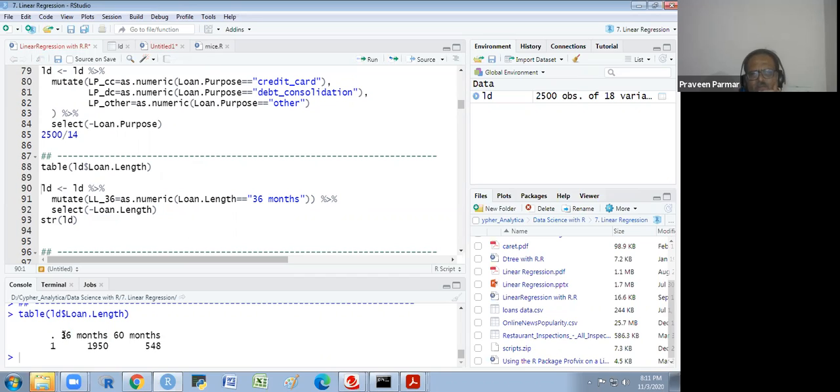We take only one dummy. The 36 months has the highest frequency, and the 60 months has the lower frequency. So I take this as the main and this as the base category. So this dot one will go to the 60 months, which has only dot, we don't mention anything there, like NA.